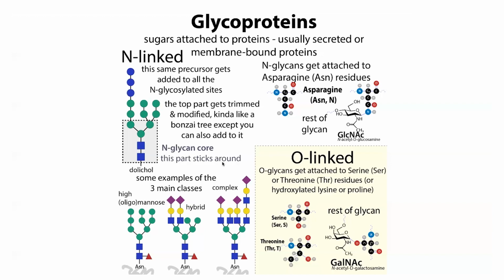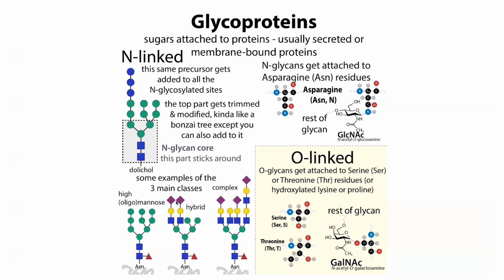There are also differences between the N-linked and the O-linked in terms of how they get made. With the O-link, you can add one sugar and then add more. With the N-linkage, you have this same big precursor added to all of the N-glycosylated sites. It's not like you just add a single sugar. Instead you add this whole thing, and then it gets whittled down, like a bonsai tree, but you can also add things to it. So it's not quite like a bonsai tree, but you can let it grow different ways. Basically, they have this core part stick around, and then this part can vary.